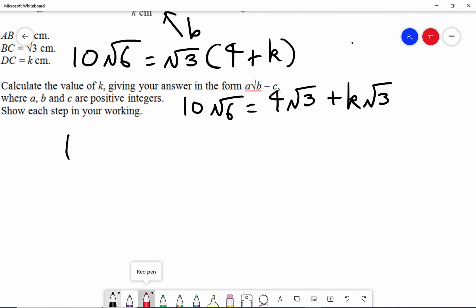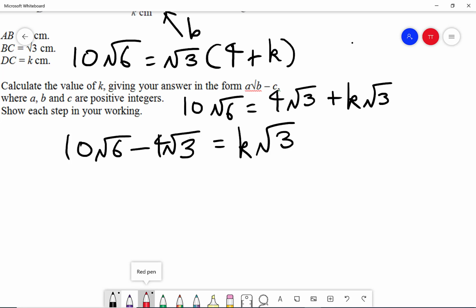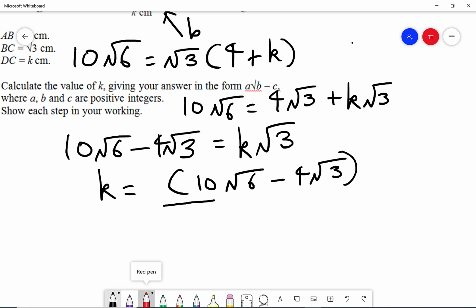Because I want to find k, I need to make k the subject. So that's going to be 10√6 minus 4√3 equal to k√3. Now I'm going to divide by √3 to find k. So k is going to be 10√6 minus 4√3, and we're going to divide all of this by √3.